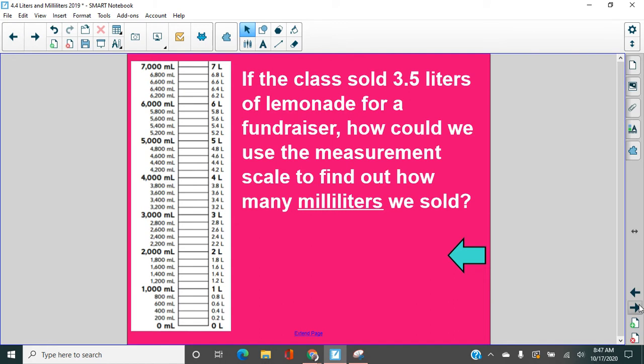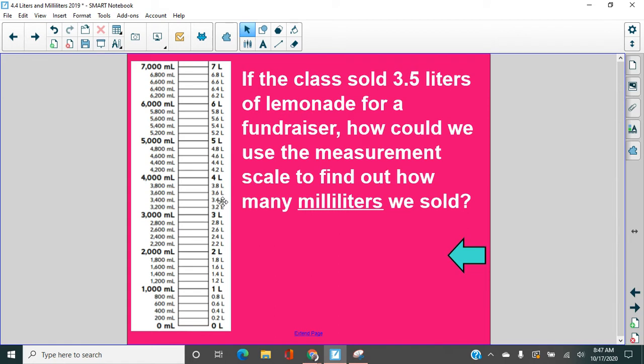If the class sold 3 and 5/10, which is worth one half, 3 and a half, 3 and 5/10 liters of lemonade for a fundraiser, how could we use the measurement scale to find out how many milliliters we sold? All right, so look at this: 3.5 is more than 3 but less than 4, but it's not on here. What should I do? What do you think?